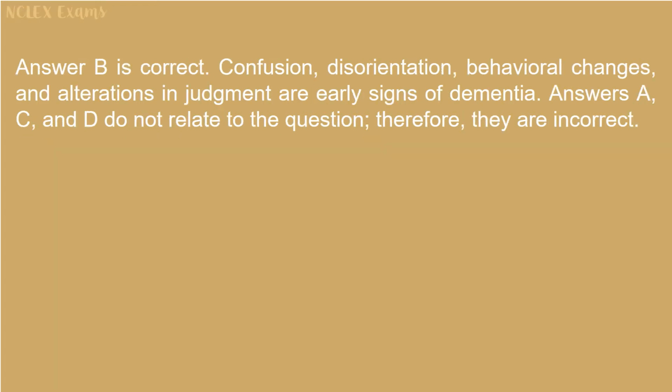Answer B is correct. Confusion, disorientation, behavioral changes, and alterations in judgment are early signs of dementia. Answers A, C, and D do not relate to the question, therefore, they are incorrect.